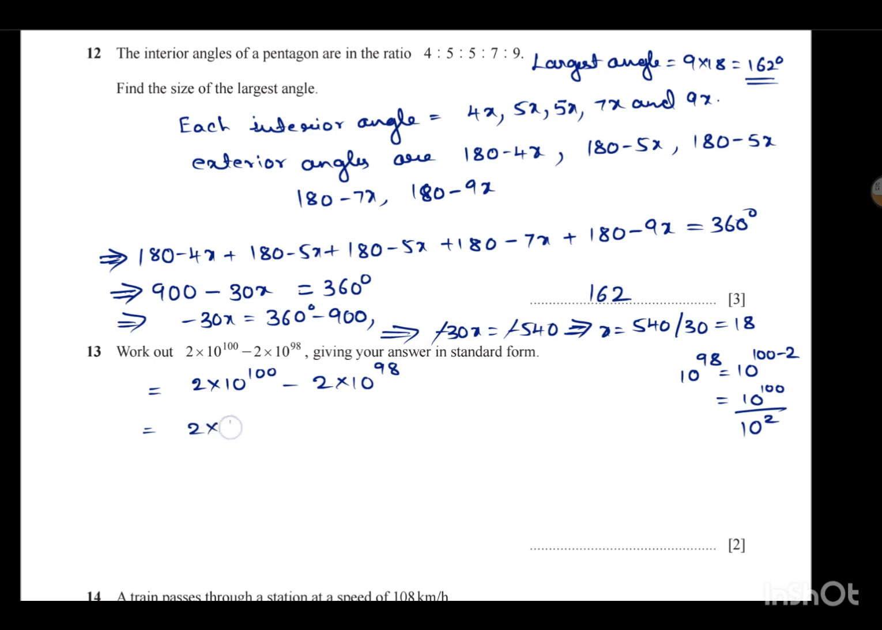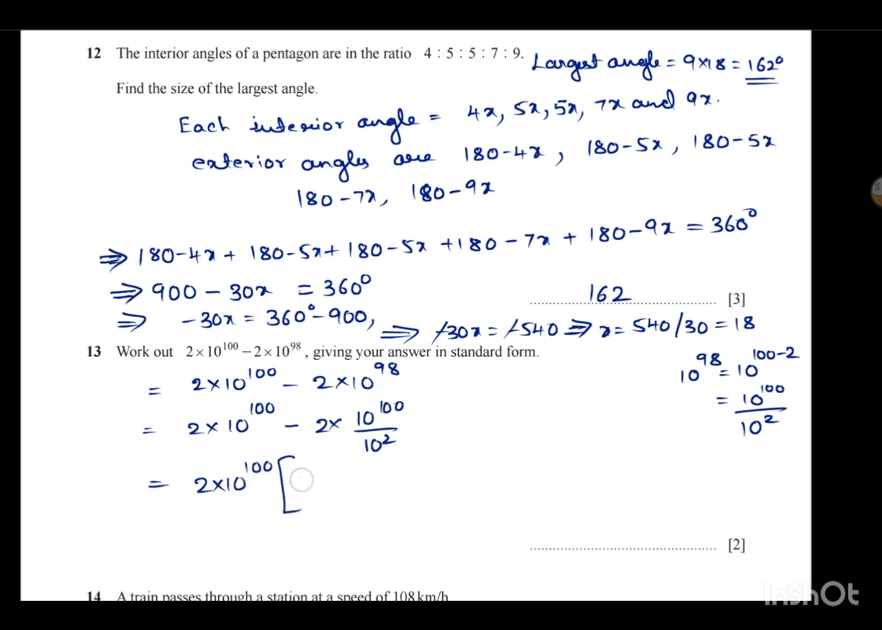So 2 into 10 raised to 100. Why we are doing this? Because we need to take that as common, because you have already 10 raised to 100. So convert this 10 raised to 98 into 10 raised to 100, so that you can take that as common. So 10 raised to 98 I am writing as 10 raised to 100 by 10 raised to 2. Now taking 2 into 10 raised to 100 common.